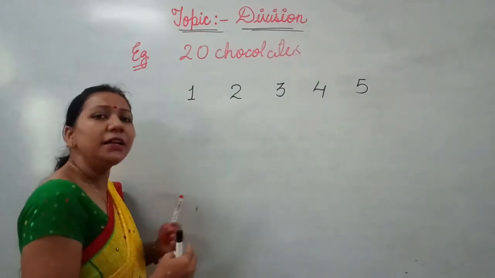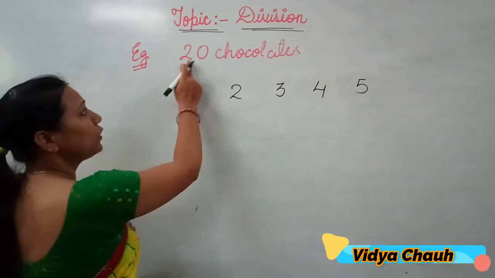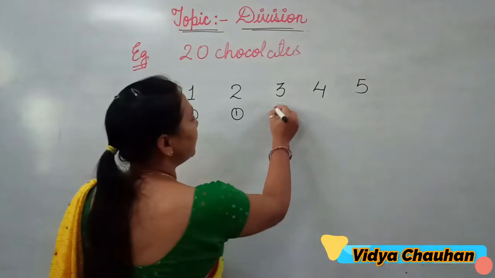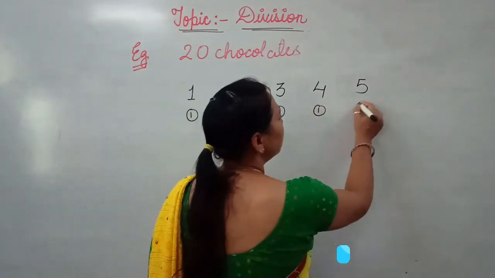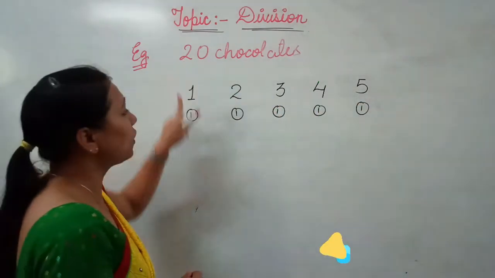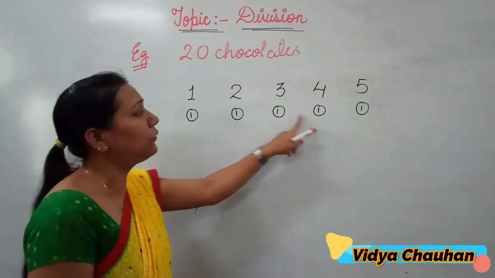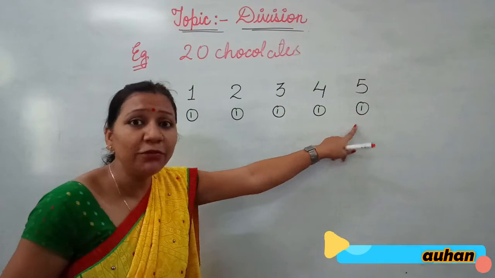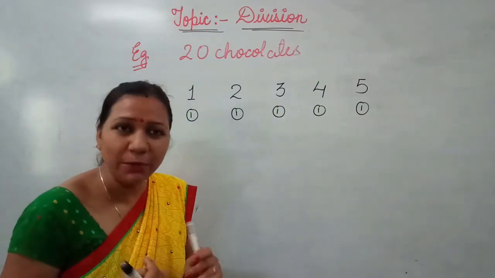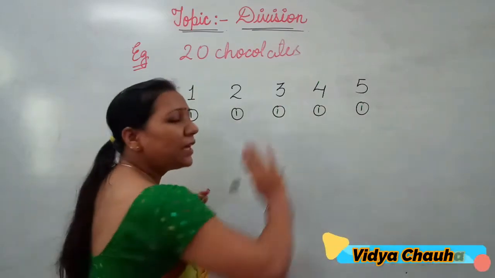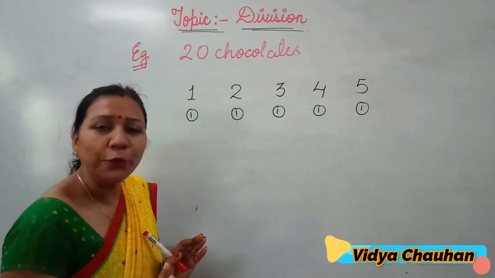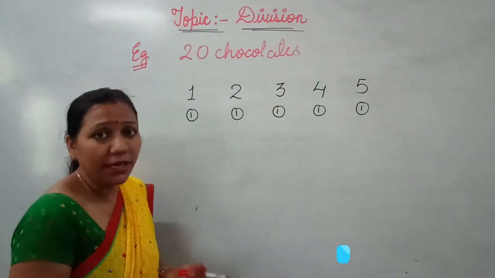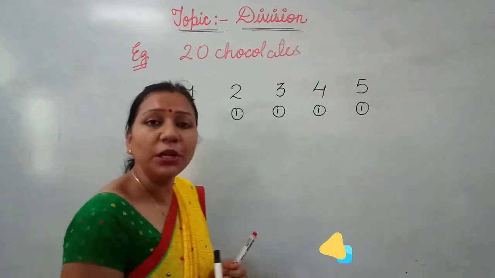I will start giving them one by one. So out of these 20 chocolates, I will give one chocolate to each one of them. So this is my one chocolate. Out of 20 chocolates, I have given 1, 2, 3, 4, 5. 5 chocolates finished. How much is left? 15 chocolates. 20 minus 5, because 5 chocolates I have given them. So how many chocolates are left now? 15. Now with those 15, I still have to distribute among 5.